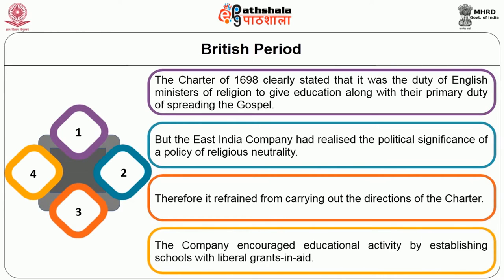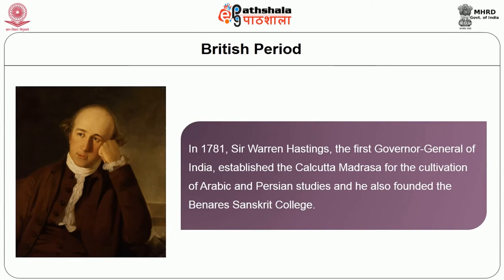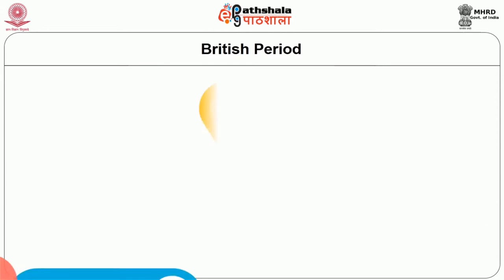However, the company encouraged educational activity by establishing schools with liberal grants-in-aid. In 1781, Sir Warren Hastings, the first Governor General of India, established the Calcutta Madrasa for the cultivation of Arabic and Persian studies, and he also founded the Banaras Sanskrit College.